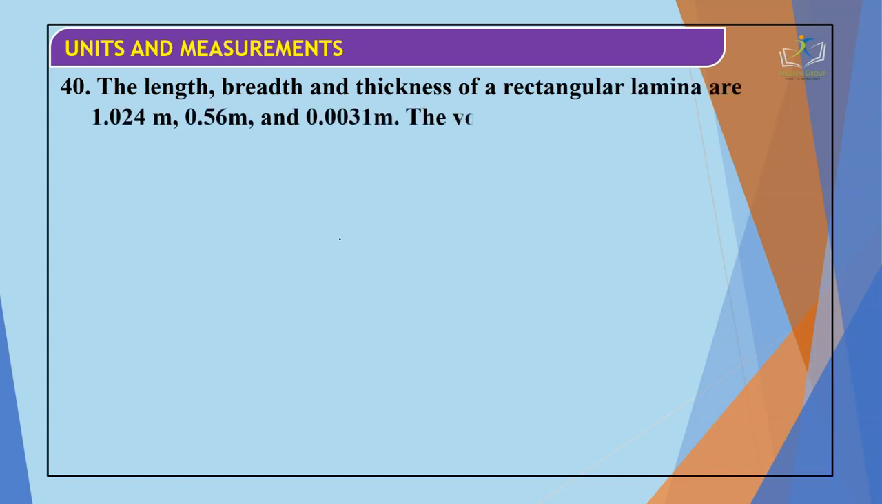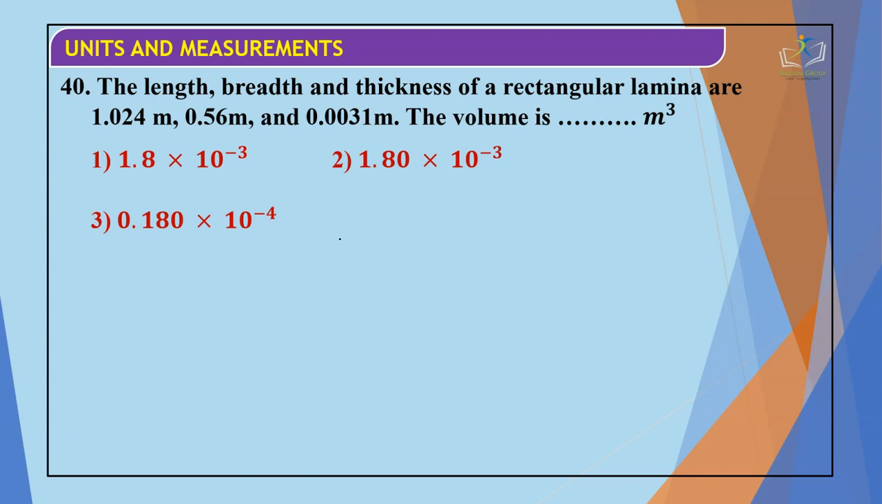Next question which we have: the length, breadth and thickness of a rectangular lamina are 1.024 meter, 0.56 meter and 0.0031 meter. The volume is a dash meter cube: 1.8 times 10 to the power minus 3, 1.80 times 10 to the power minus 3, 0.180 times 10 to the power minus 3, or 0.00177. Most of the students think the first option and the second option are exactly the same, but this is not so. According to significant digits, they are different. The first has 2 significant digits and the second has 3.